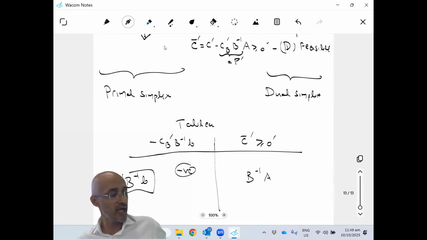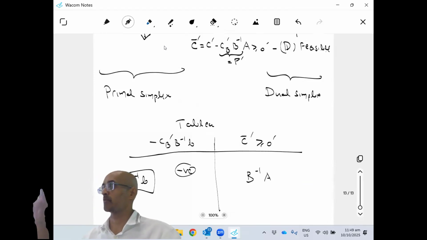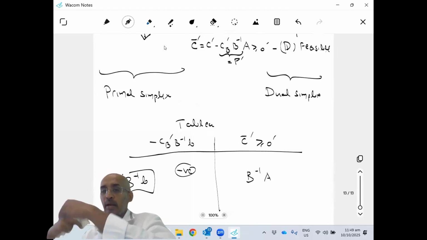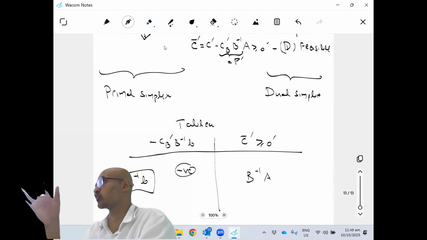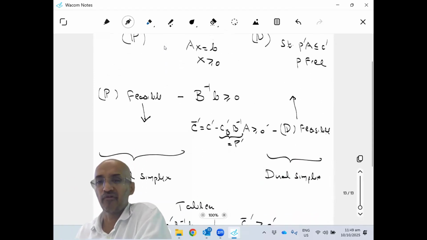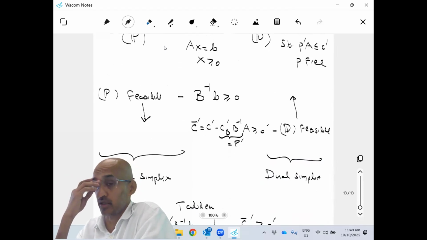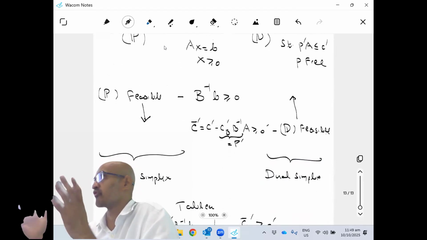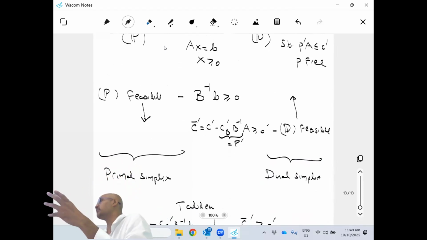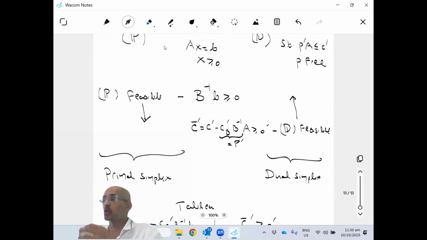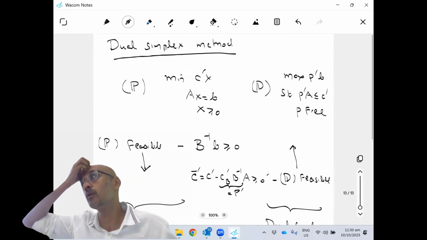And again, the codes will implement both primal and dual simplex. Sometimes primal simplex is faster, sometimes dual simplex is faster. I'll tell you when you might use one over the other. You don't have to go through all the steps again, but you can do it on your own time. You can look at the book if you want. But that is an implementation of simplex in the dual space.